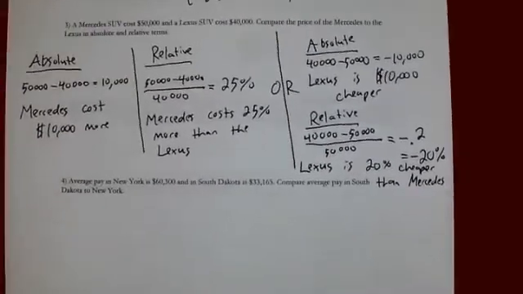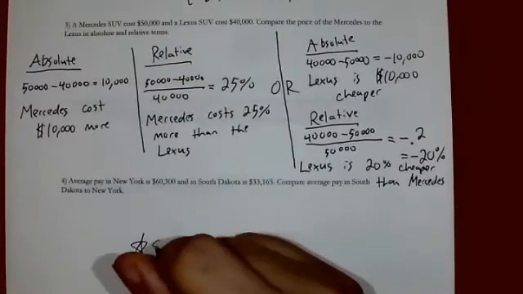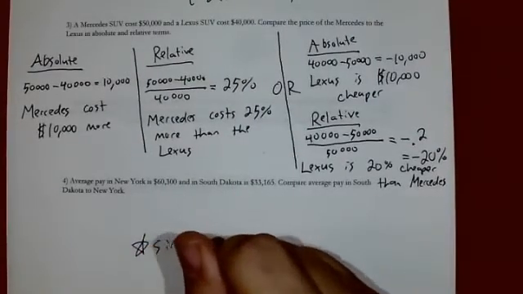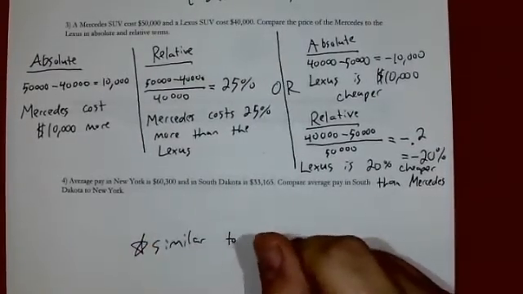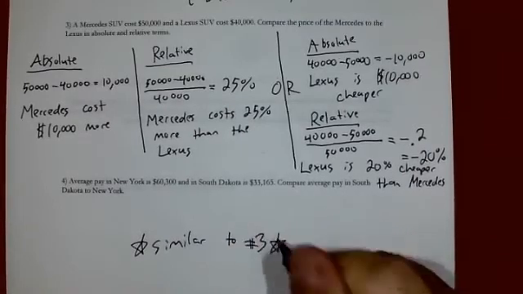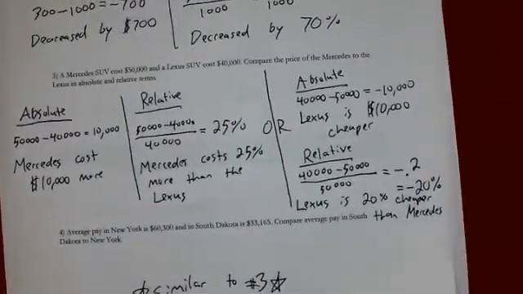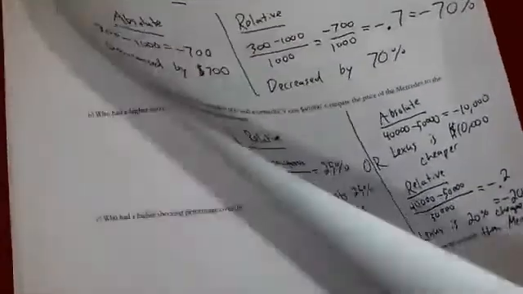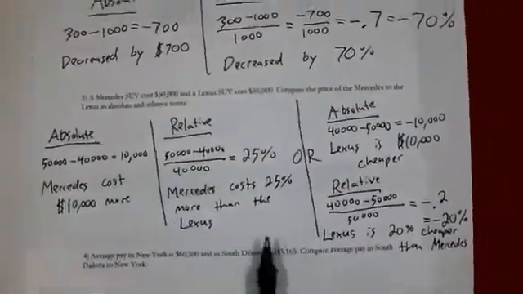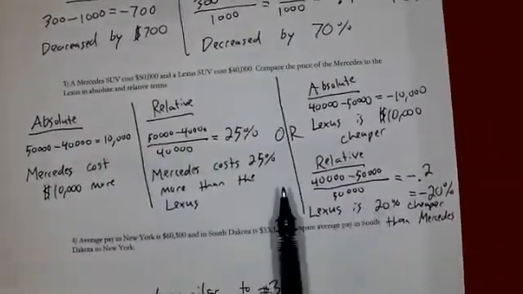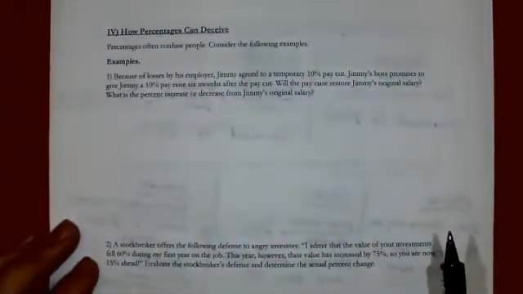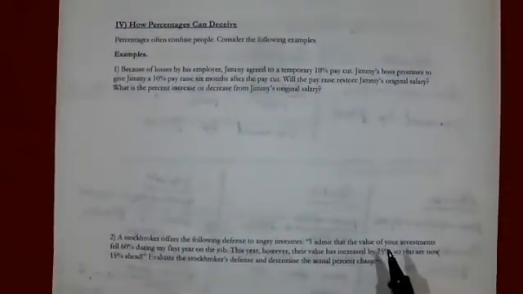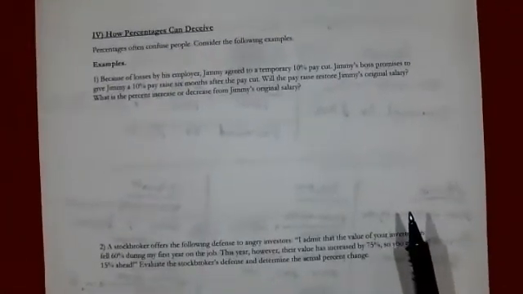So number 4, we'll go ahead and move on. This one is very, very similar to number 3. So in the interest of time, we're going to go ahead and move on to my favorite part of this lecture, how percentages can deceive. As you can see with this Lexus Mercedes example, sometimes they're a little bit tricky. So percentages often confuse people, which means they can often be used to manipulate people.